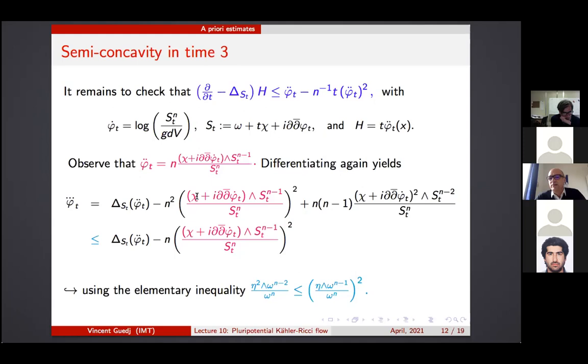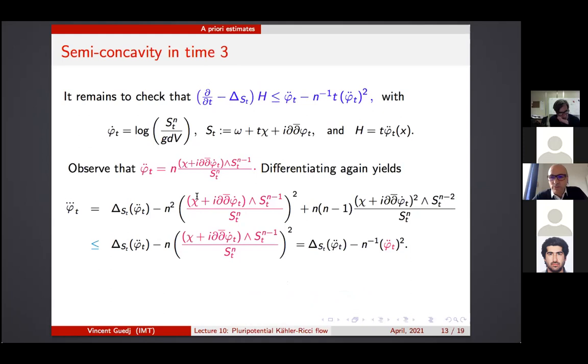For any form eta, and be careful, I want to apply this with eta equal to chi plus i dd bar phi t dot, so eta has no sign. But nevertheless, eta square wedge omega to the n minus 2, divided by omega to the n, I claim is less than or equal to the square of eta wedge omega to the n minus 1, divided by omega to the n. And once again, I apply this with eta being chi plus i dd bar phi t dot, and I get the inequality just above. Okay? Let me go on with this.